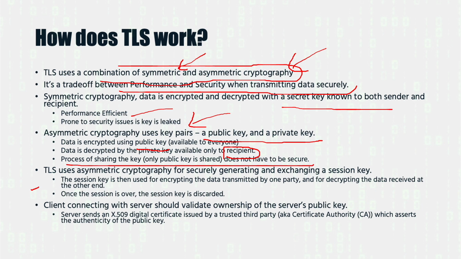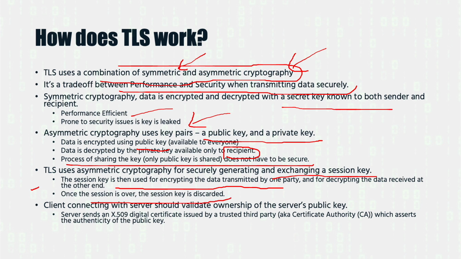So now we can see that TLS uses asymmetric cryptography for securely generating and exchanging a session key. This session key is basically the symmetric key which shall be used. The session key is then used for encrypting the data transmitted by one party and decrypting it at the other end. Once the session is over, the session key is discarded.